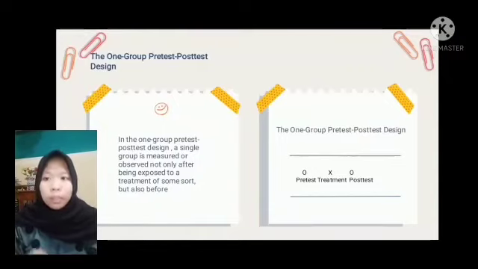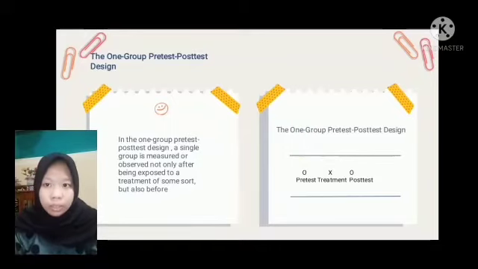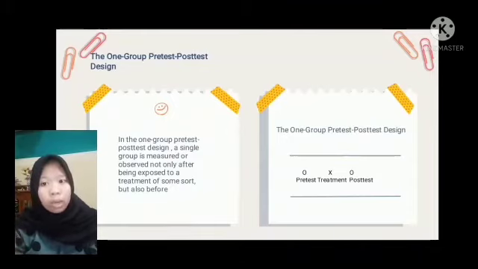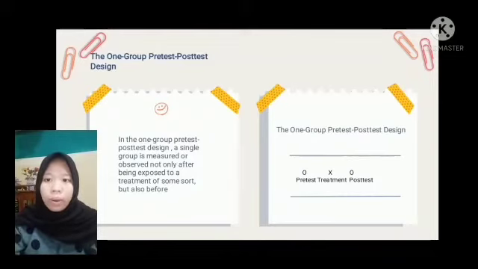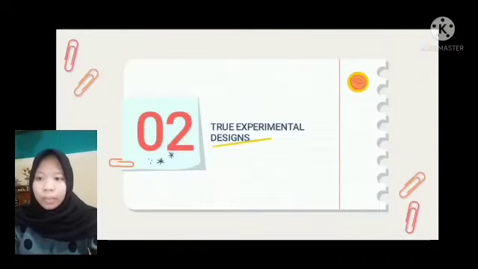Consider an example of this design. A principal wants to assess the effect of weekly counseling sessions. This design is better than the one-shot case study because the researcher at least knows whether any change occurred, but it's still weak.